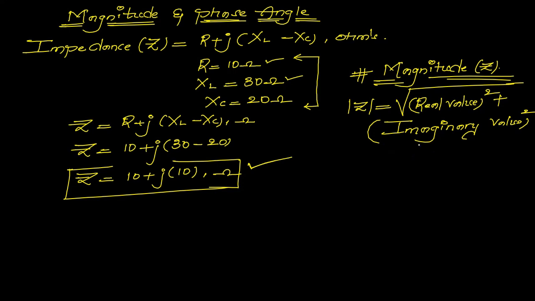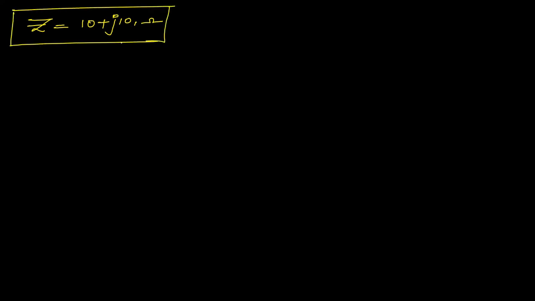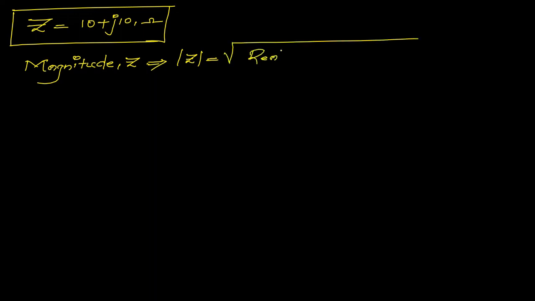Now first we need to find the magnitude for this expression. The actual expression is Z = 10 + j10 ohms. So the magnitude of impedance, mod Z, is equal to under root of real value square plus imaginary value square. Now see here, mod Z is equal to, the real value is always the value of resistance.